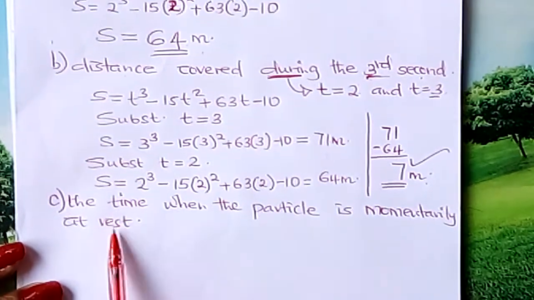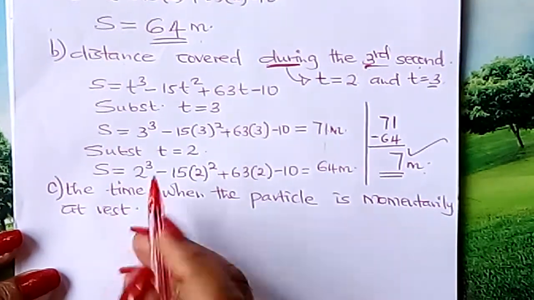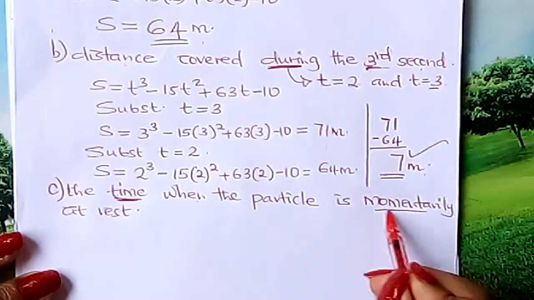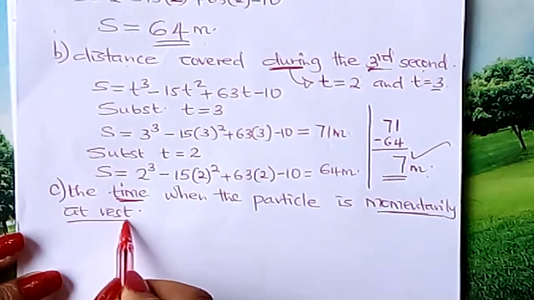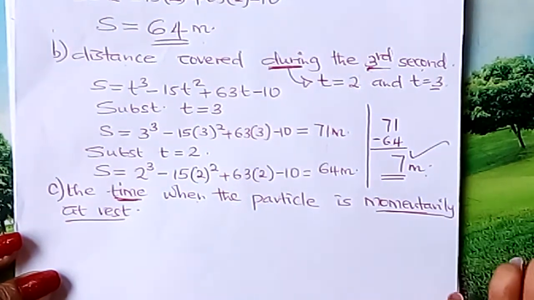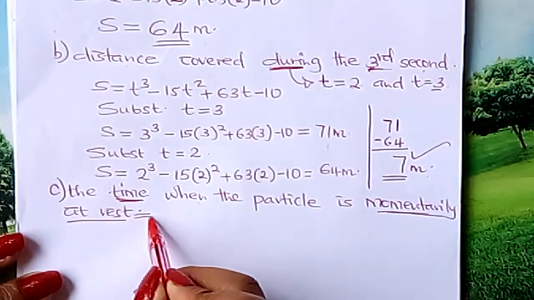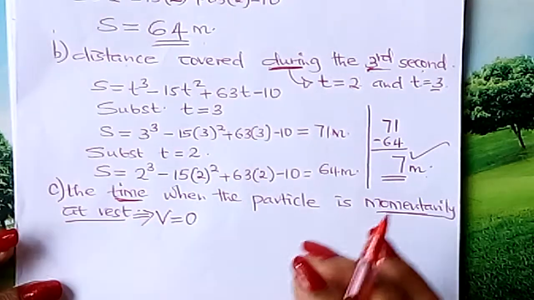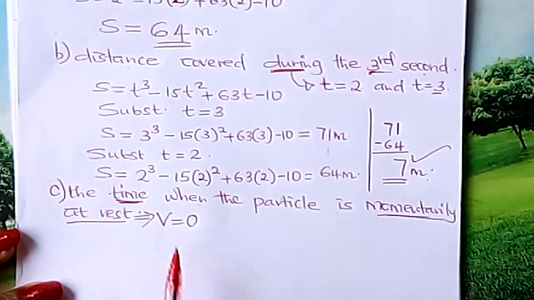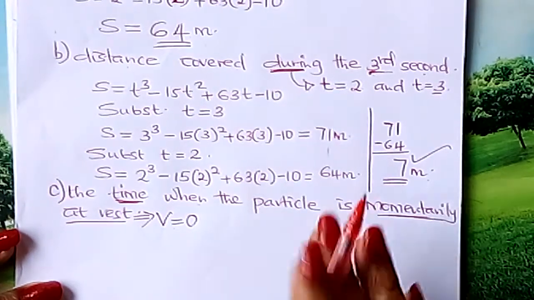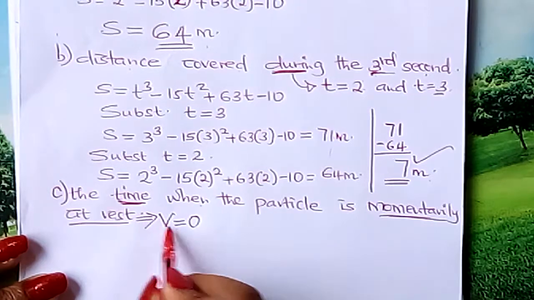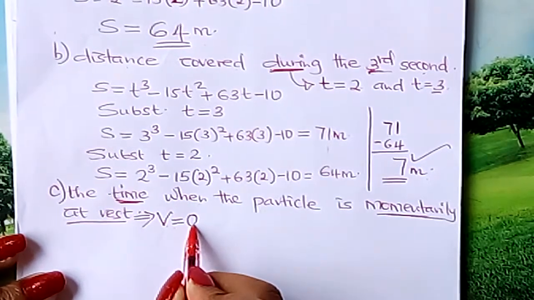We go to part C, learner. Part C, you are told to find the time, t, the time when the particle is momentarily at rest. When a particle is momentarily at rest, or when a particle is at rest, velocity is 0. That particle is not moving, and therefore velocity is 0. So you get the expression for velocity, you equate it to 0.